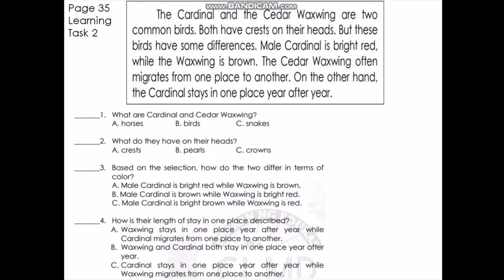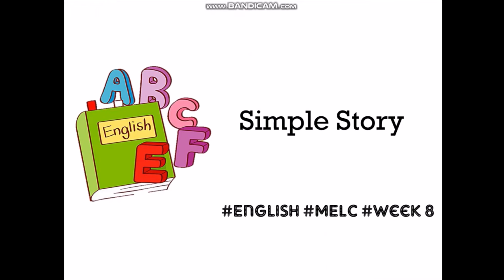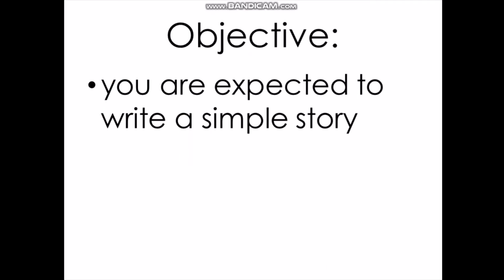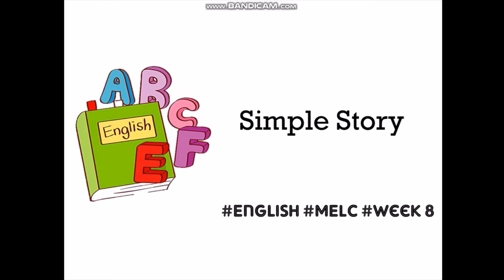So now let's answer. Put check if your answer is correct and X if your answer is incorrect. For number 1, the correct answer would be B, birds. Number 2, letter A, they have crests. Number 3, letter A. And number 4, letter C. Cardinal stays in one place year after year while waxwing migrates from one place to another. So now, we're done with our first lesson. Let's move on to our second lesson, which is simple story. This is for week 8.